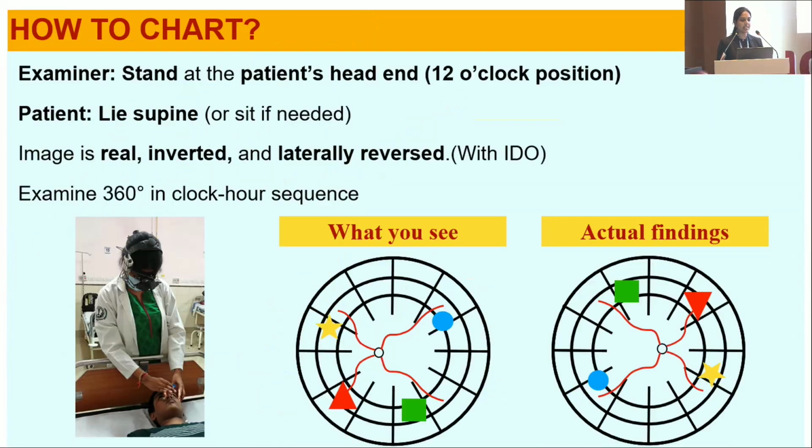And how to chart. The examiner stands at the patient's head end at the 12 o'clock position and the patient lies supine. The image is real, inverted and laterally reversed. And we examine 360 degrees in a clock hour sequence.